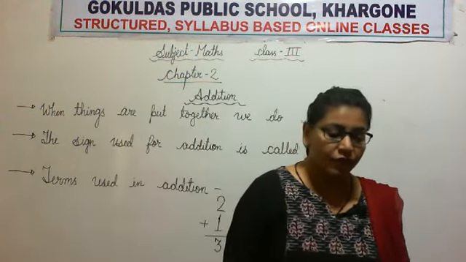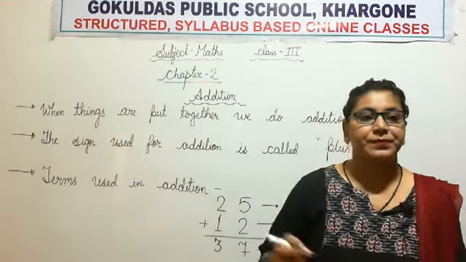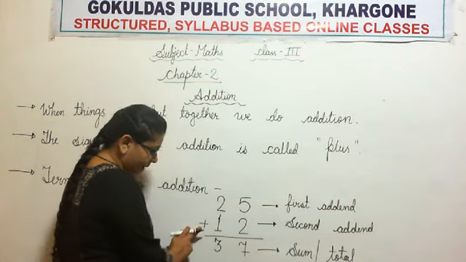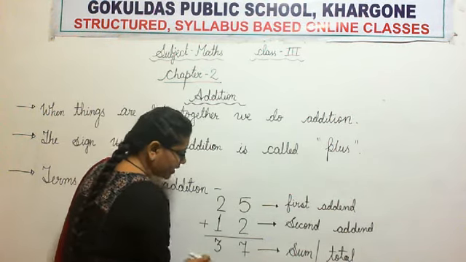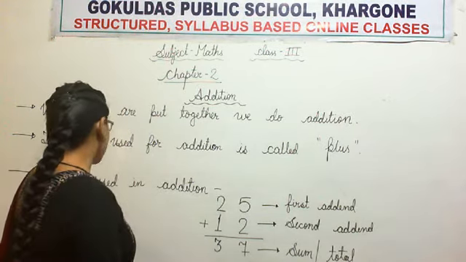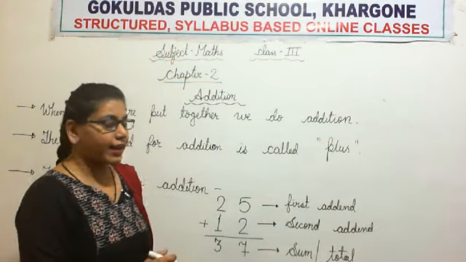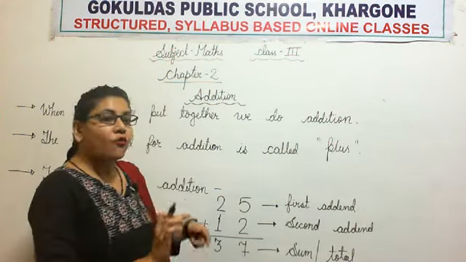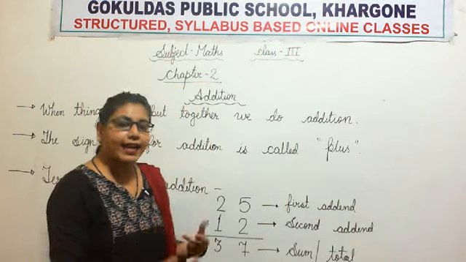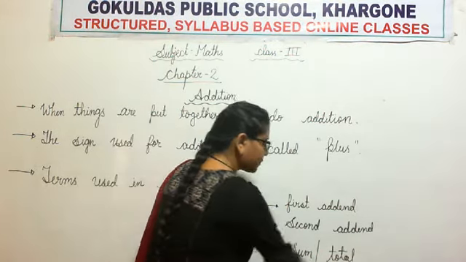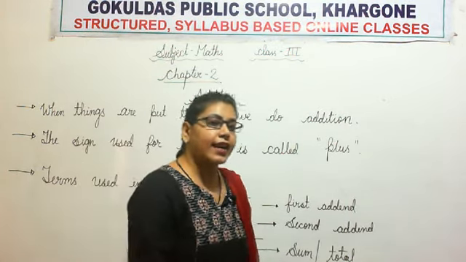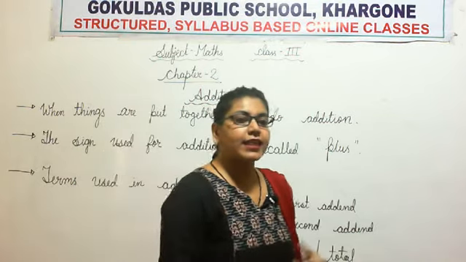Now, which terms do we use while we do addition? Suppose this sum we are solving: 25 plus 12 and the answer is 37. We'll see later how the answer comes. Now we are just seeing the terms in addition. The first number which is given, we call it first added. The second one we call second added. And if a third number is also given, we call it third added.